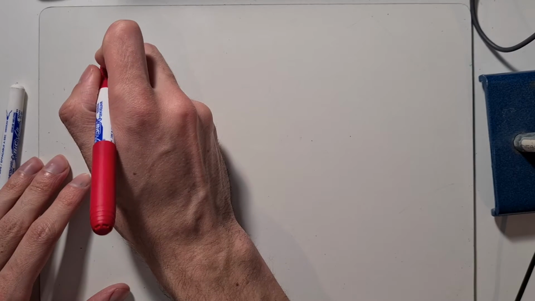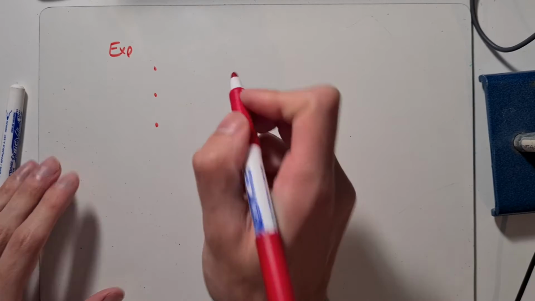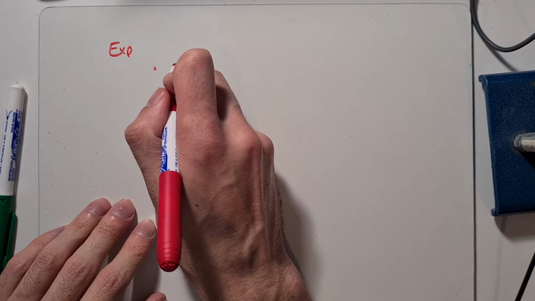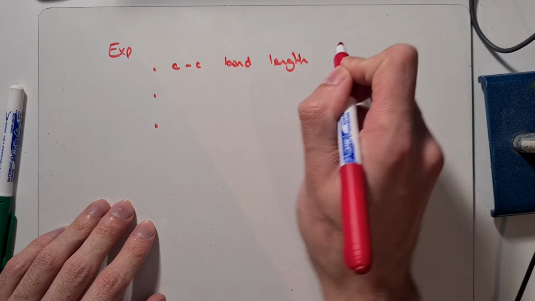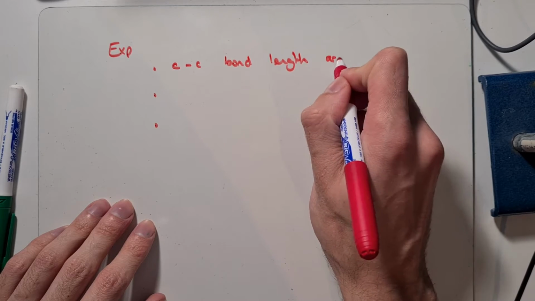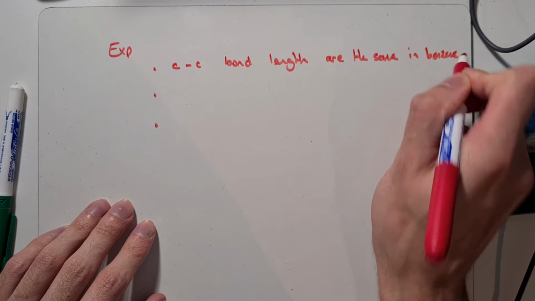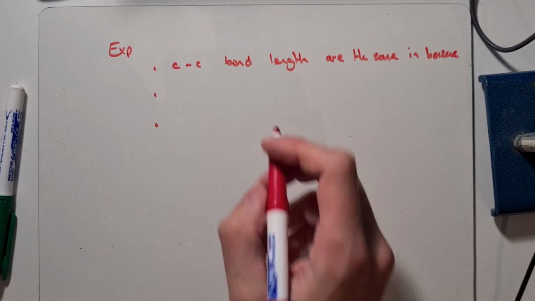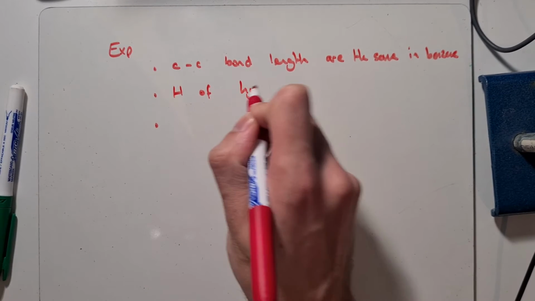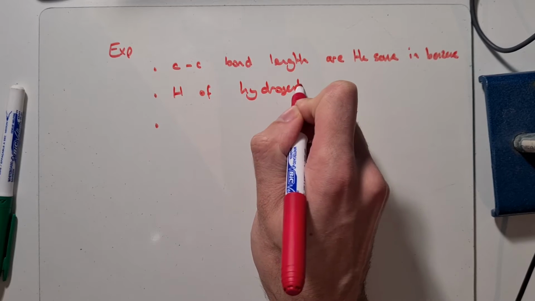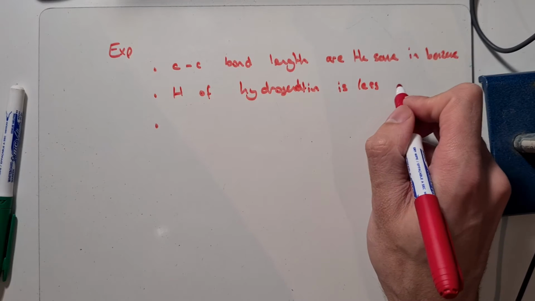So first of all, we've got the experimental evidence. You could have any two of the following three. So one, the carbon-carbon bond lengths are the same in benzene. Now that rules out Kekulé's model. You could have had the enthalpy of hydrogenation is less exothermic in benzene.